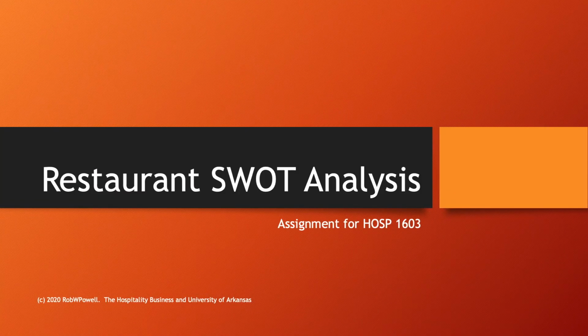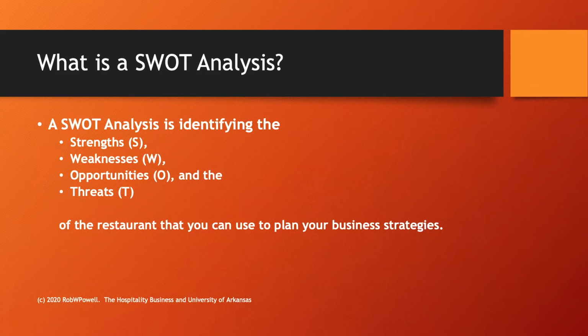Okay, here's the assignment. So what is a SWOT analysis? It's identifying the strengths, weaknesses, opportunities, and the threats of the restaurant that you can use to plan your business strategy. Okay, so this is, in essence, just a pretty good look at the global picture of your restaurant. So let's go into this.